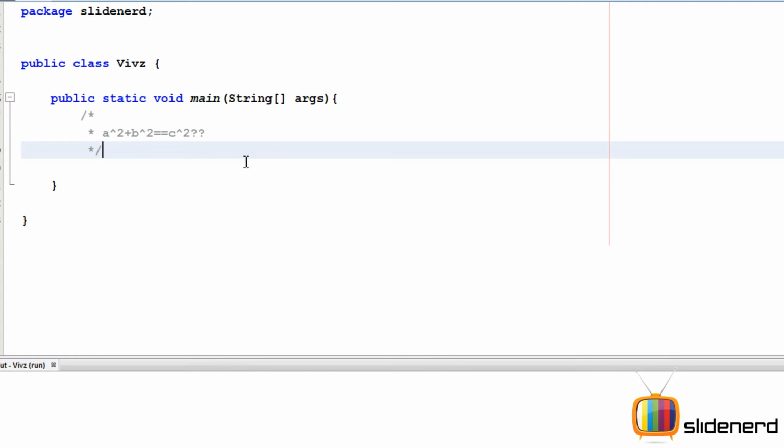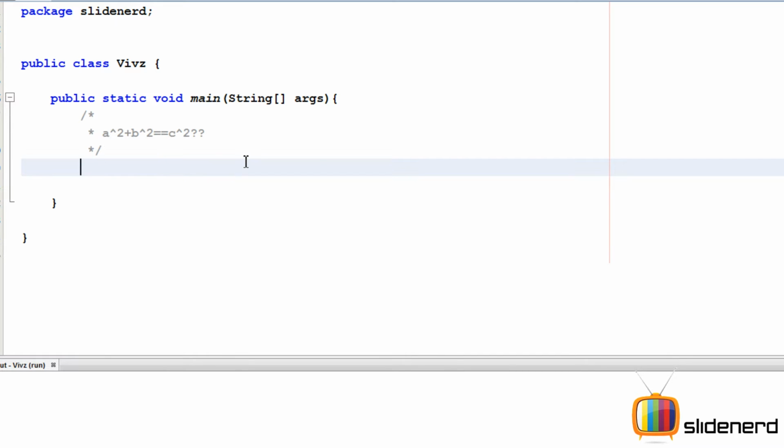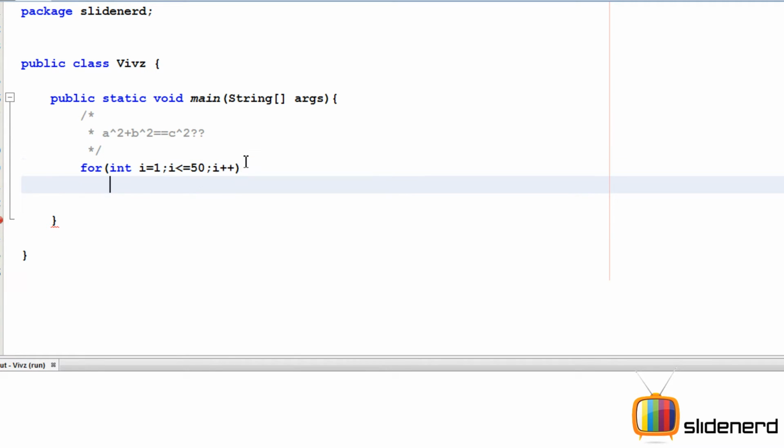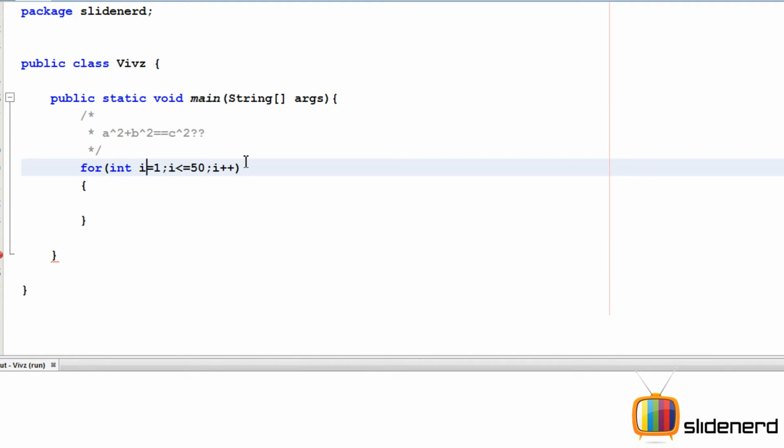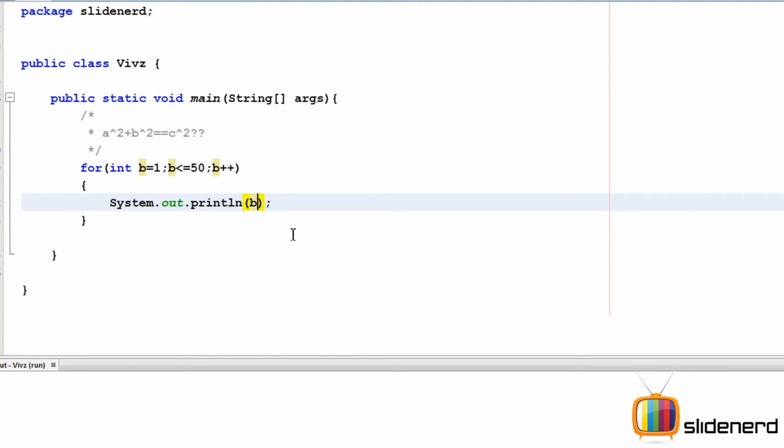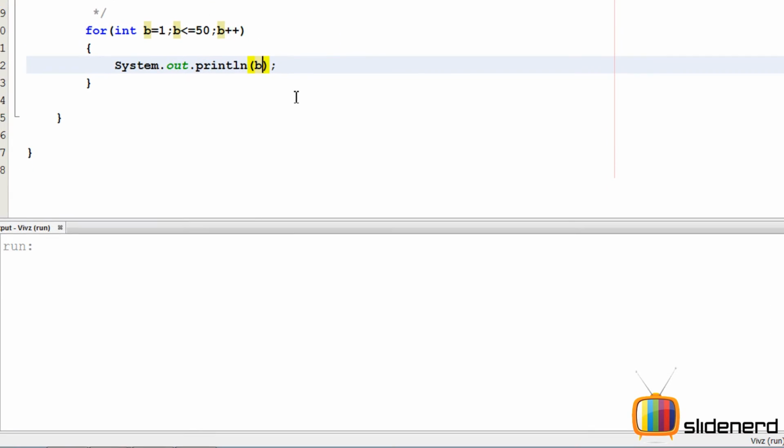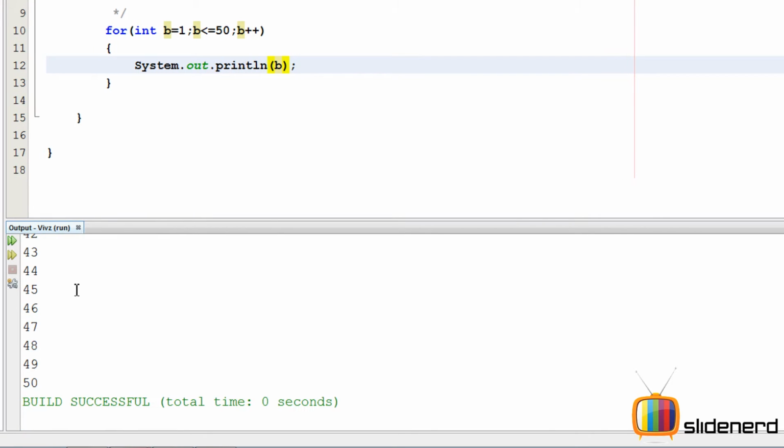If you remember the slide which I showed you just now, B went from 1 to 50, right? So we are going to put a for loop by saying for int I equals 1, I less than or equal to 50, I plus plus. And let's actually keep it B, that way things will be simpler to understand. I'll say B equals 1, B less than or equal to 50, B plus plus, all right. So now if I print this and run it, Control S, Shift F6, as you can see, it goes from 1 to 50 for B, right?